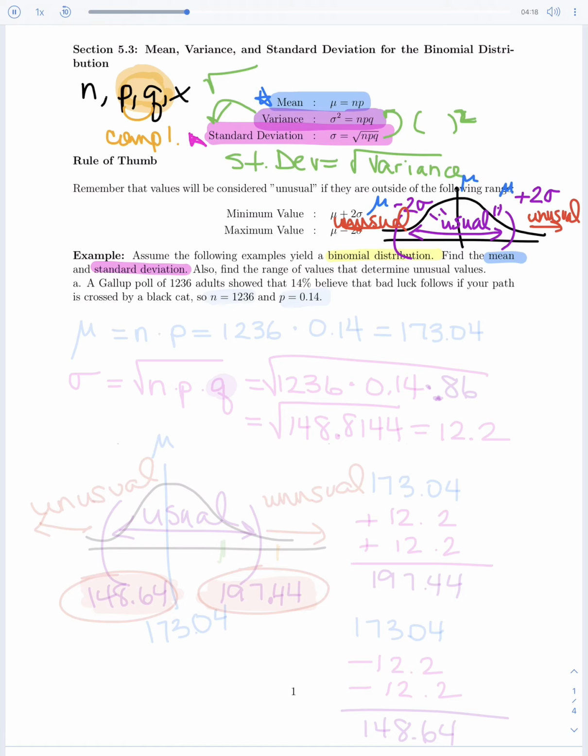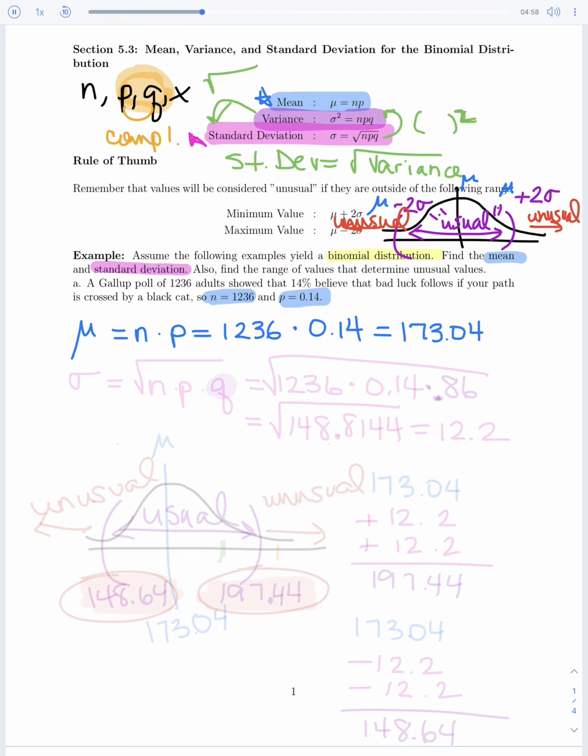Okay, well, the mean, mu, is just n times p. Well, they gave us those directly in the problem. N is 1,236, and p is 0.14. So our n is 1,236 times our 0.14. And let's see what we get for that. What we end up with is 173.04. And they'll let us know how to round in MyMathLab, so we shouldn't need to worry about that.